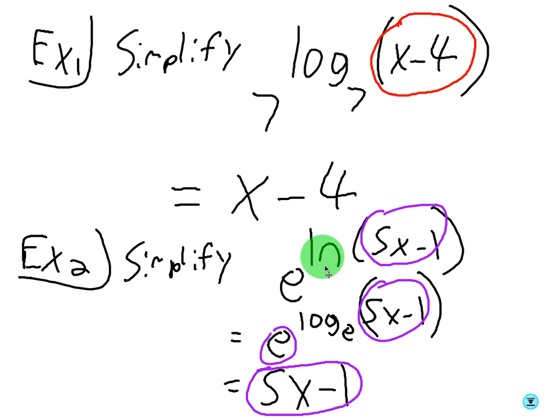Another example, want to use natural log. Natural log is log base what? E. Yes, so if we have e to the natural log of something, that will also cancel out because natural log is base e. So in this case, it's e to the natural log of 5x minus 1. The answer is 5x minus 1. Pretty simple. Done.